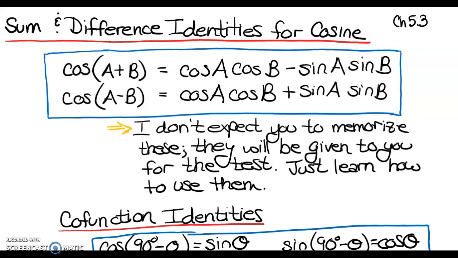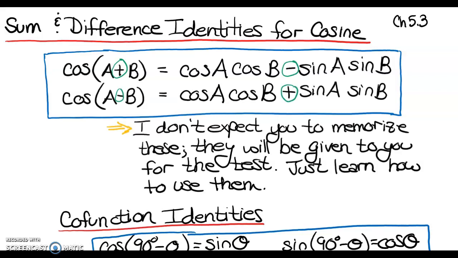Okay, for the cosine of a plus b and the cosine of a minus b: cosine of a plus b equals cosine of a, cosine of b minus sine of a, sine of b. It's been proven, it's a fact, it's an identity. Cosine of a minus b equals cosine of a, cosine of b plus sine of a, sine of b. And what I'd like you to notice here is that if this is a plus, this is a minus. If it's a minus, then I have a plus here.